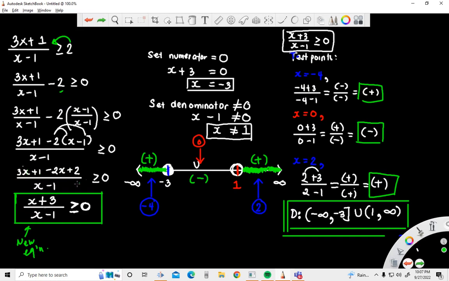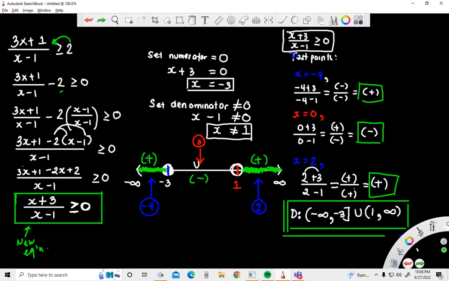Then, add or simplify the same coefficients, 1 and 2. Tapos, we have a new equation. After nyan, set natin ang numerator into 0, na nakuha natin ng negative 3. Denominator into not equal to 0, kasi bawal magkaroon ng 0 sa denominator. So, ang x ay not equal to 1. Then, we test the points. We draw a number line here. Test the points. Ano yung mga numbers sa pagitan ng negative infinity to negative 3, which is negative 4. We choose negative 4.